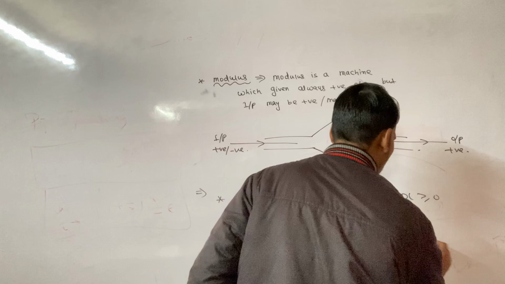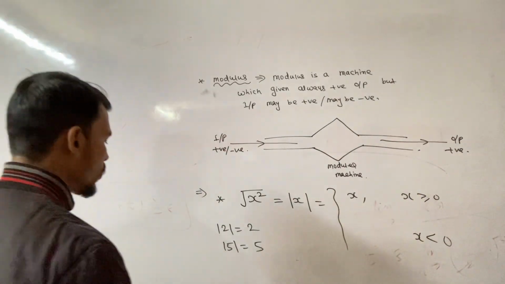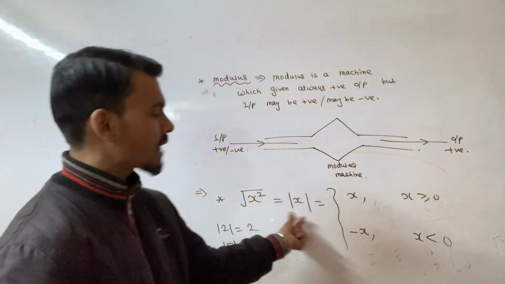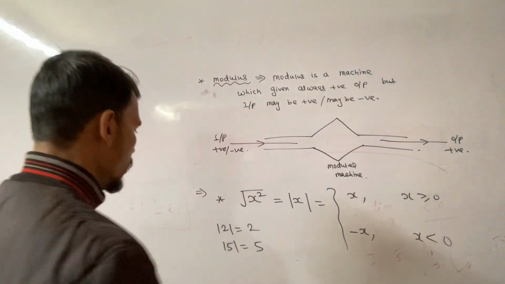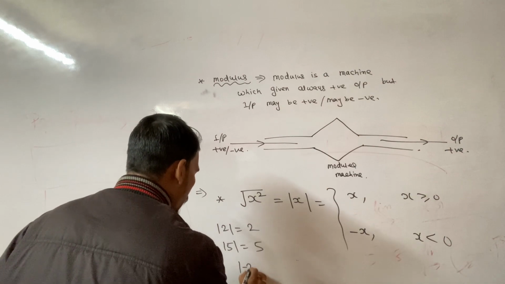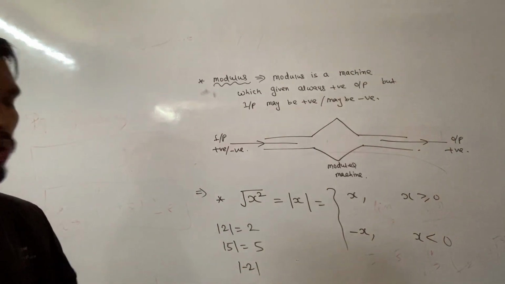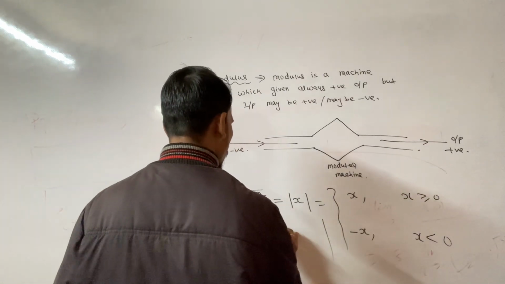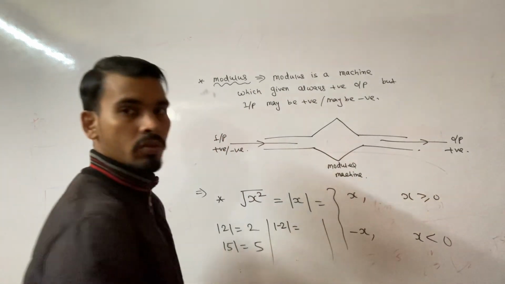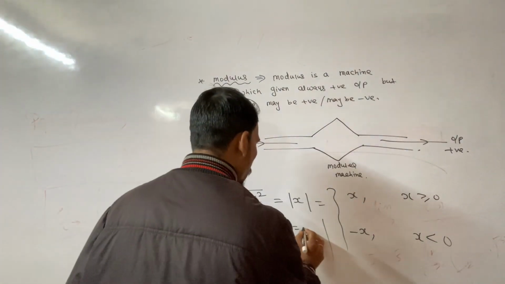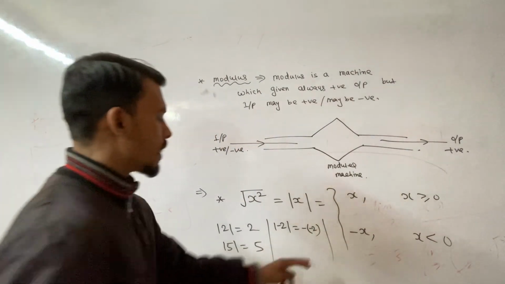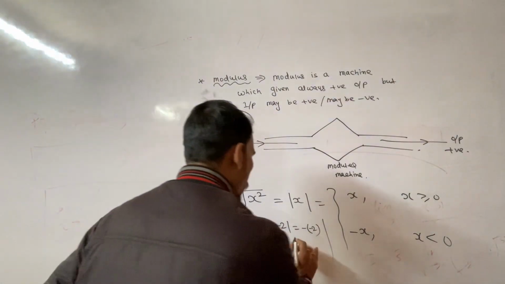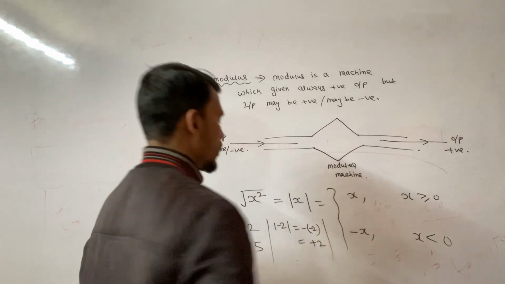But suppose x is less than 0, then minus x will be positive. So modulus of x is equal to minus of x. It will be clear from the example. Suppose we take modulus of minus 2. Modulus of minus 2 is equal to plus 2. So if we remove the modulus, we take negative sign before the x, and from this we will get plus 2.